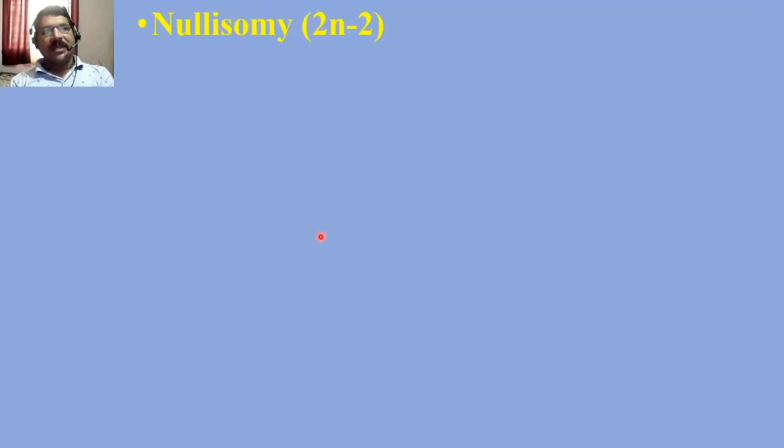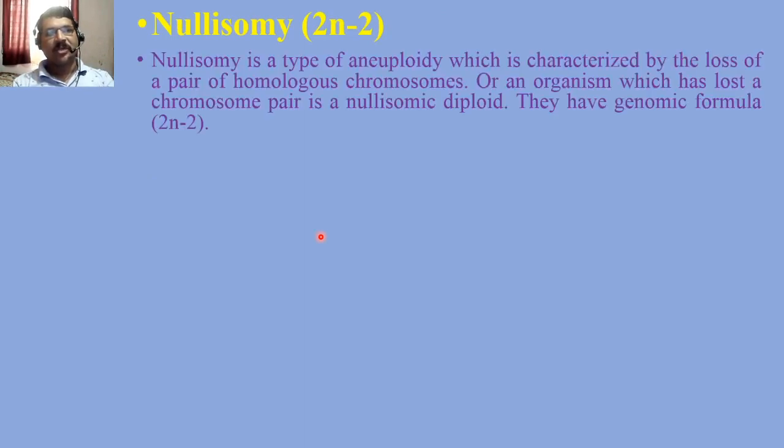Now we will see the second type of hypoploidy, that is nullisomy. It is represented by the formula 2n-2. Nullisomy is a type of aneuploidy characterized by the loss of a pair of homologous chromosomes, or it may be defined as an organism which has lost a chromosome pair, a nullisomic diploid. So they have the genomic formula 2n-2.